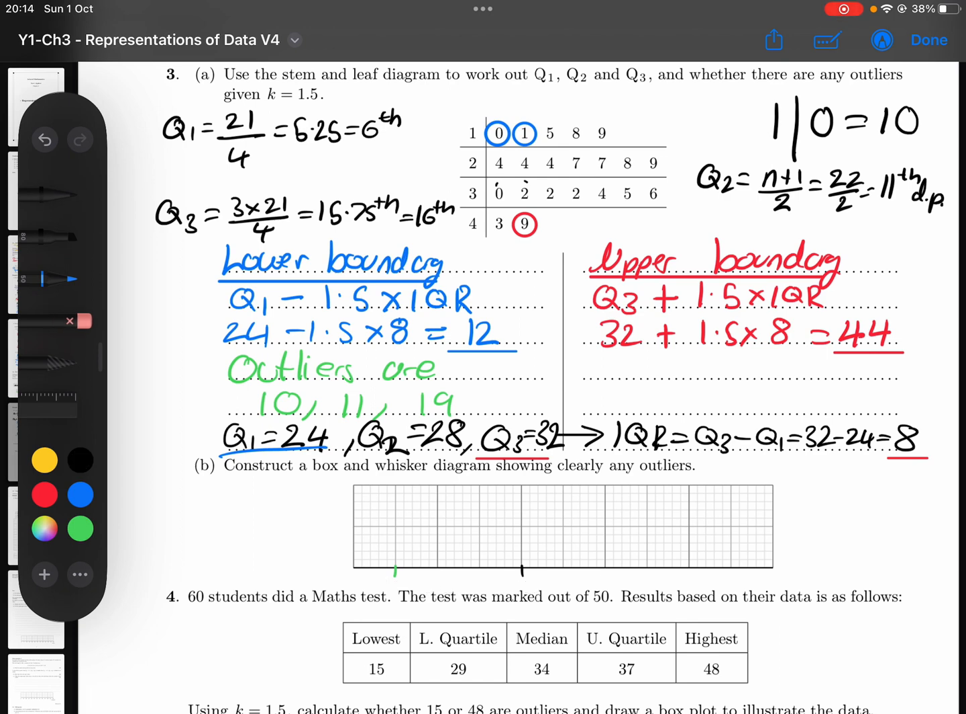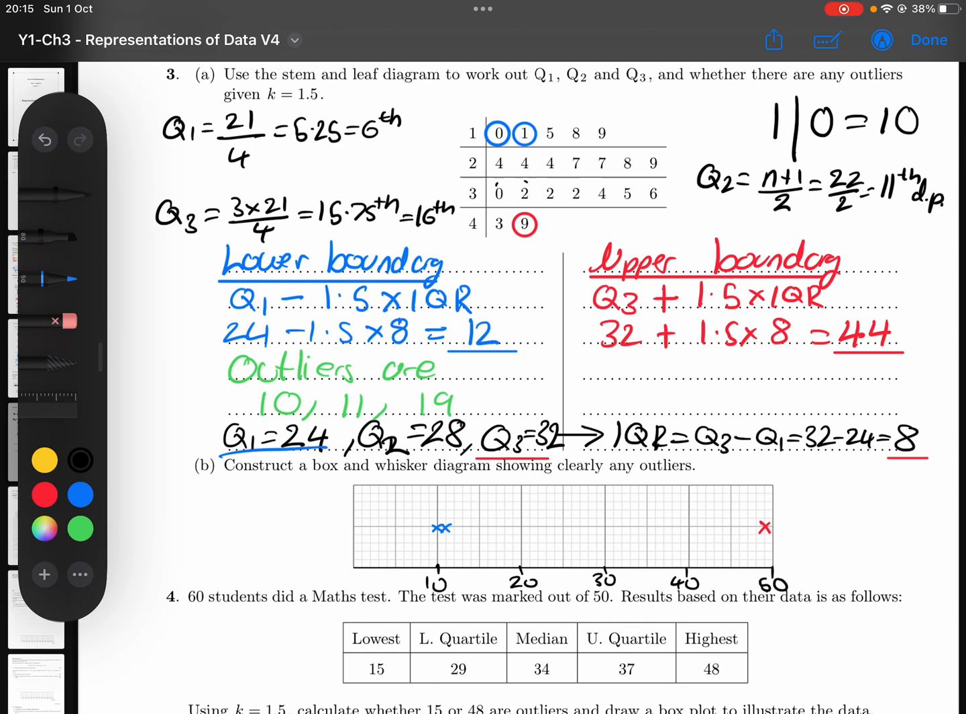Let's have a second attempt at that. And then I always like to do the outliers first. So I can see I've got an upper outlier of 49 and two lower outliers, one of 10 and one of 11.